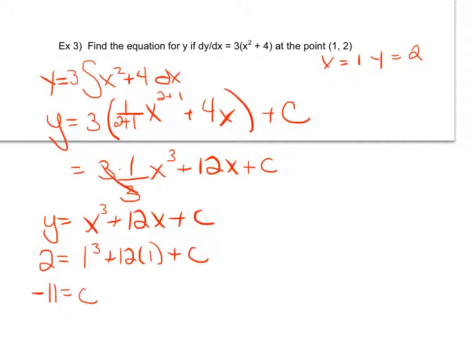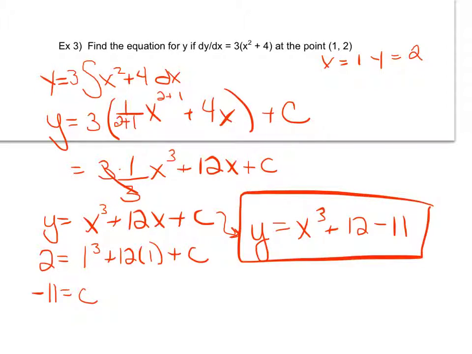I make sure and write my final answer as my general solution with my c plugged in. And that's it. There's my particular solution. So now we have a way to find a general solution and a particular solution. Again, remember the only difference is going to be where that function gets shifted in terms of up and down on the y-axis.